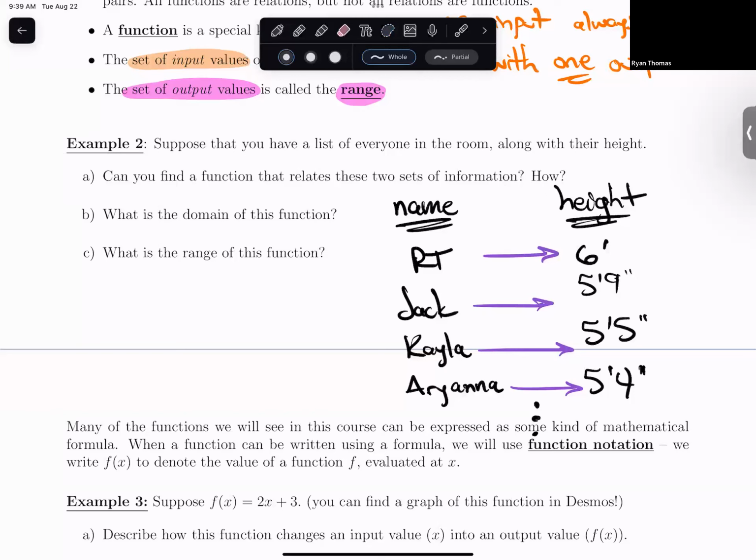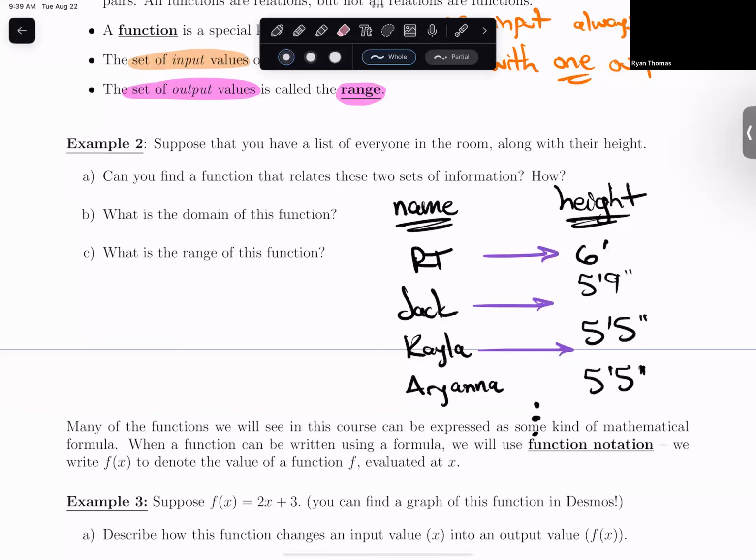Let's pretend that Ariana is wearing tall shoes today and is 5'5". Now, if I switch things around and say, okay, who's 5'5", at least two people are going to raise their hands, right? Okay, that's a problem. That's the thing that we want to avoid.